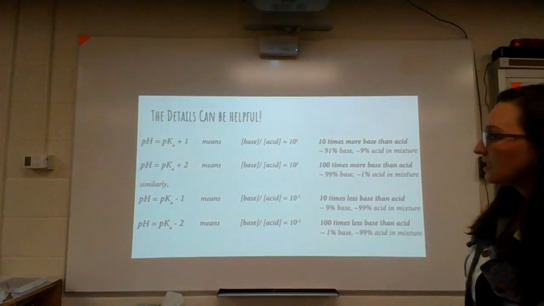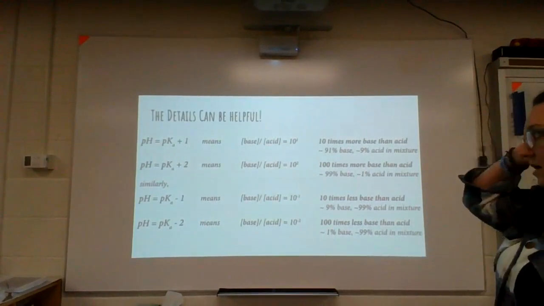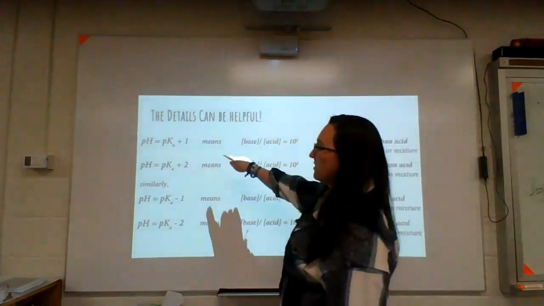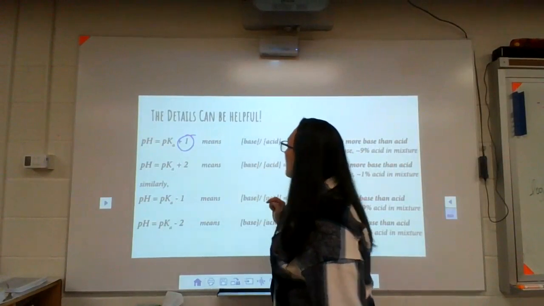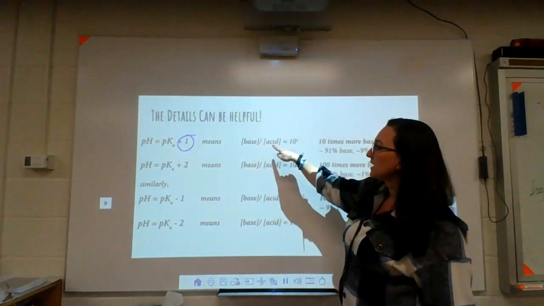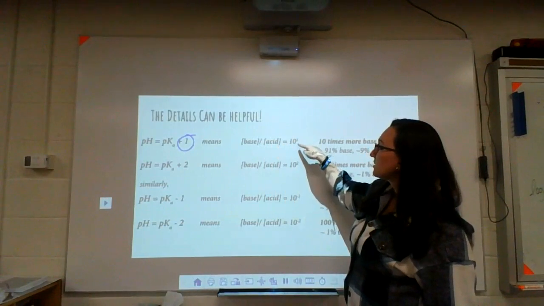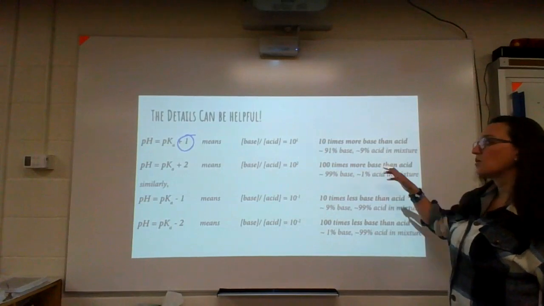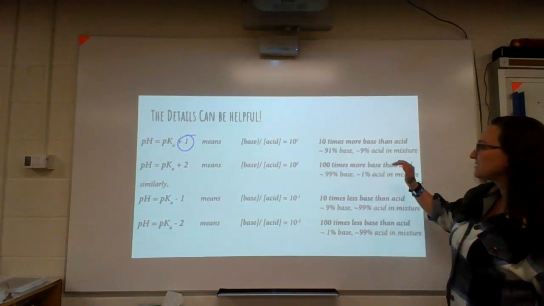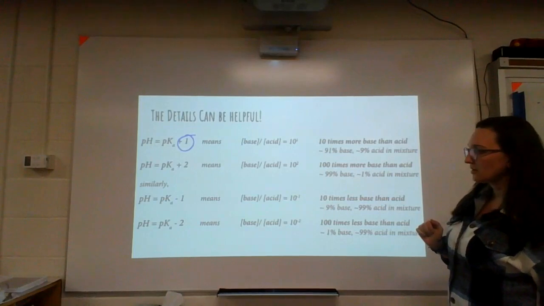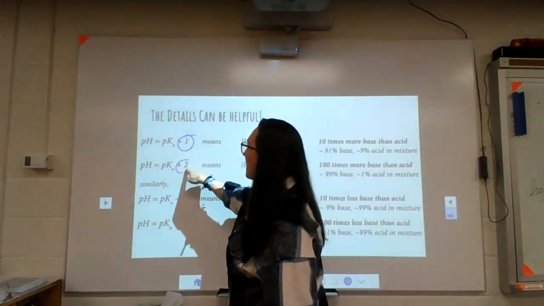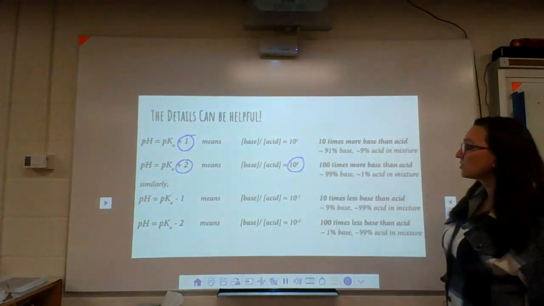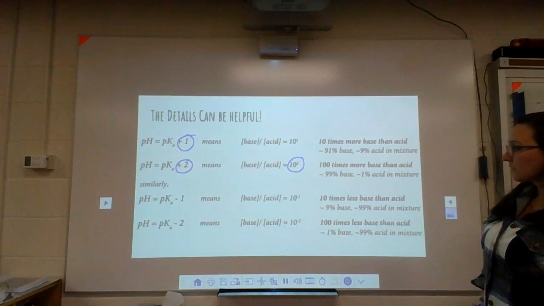We can also infer some things based on the value of the log of the base divided by the acid. So when this term is equal to 1, that means that the ratio between the base and the acid concentrations is 10 to the first power, which tells us that we have 10 times more base than the acid, or about 91-ish% base and about 9% acid in the mixture. Likewise, when this value is 2, that means that the ratio is 10 to the second power. So we have nearly 100 times more base than acid.